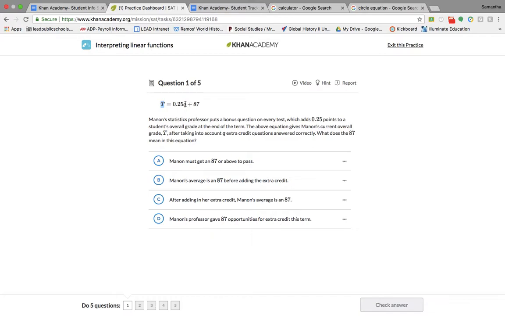Well, I know Q means the number of extra credits done correctly, or maybe you didn't do them at all. If I put 0 in, 0.25 times 0 is 0. So overall grade is an 87. So that's telling me his grade is an 87 without adding any extra credit in, or if he got all of them wrong. So B makes the most sense.